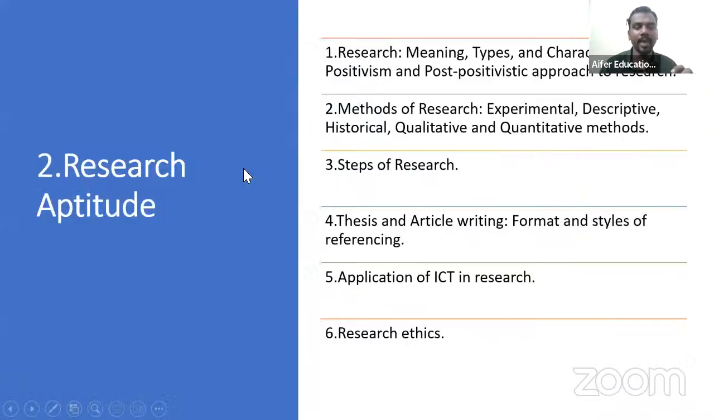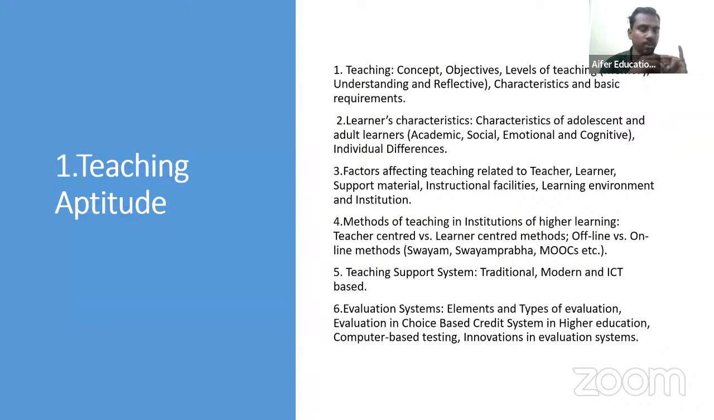Basically, I hope you know, there are 10 topics for paper one. We have teaching aptitude, research aptitude, communication, reading comprehension, logical reasoning, mathematical reasoning, data interpretation, ICT, higher education, and people development and environment.